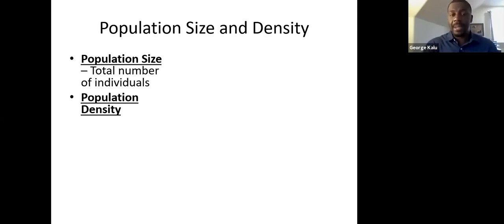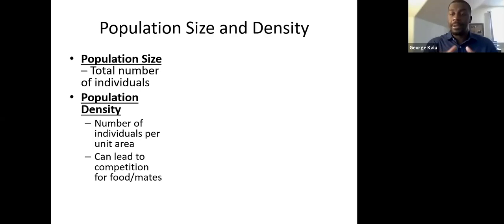Now another important kind of number that we want to be paying attention to is the population density. Population density is the number of individuals that exist per unit area. That's going to be how densely packed your populations are. So for example, if we have more individuals in a smaller space, that's going to give us a higher population density. If we have individuals that are more spread out in the population, then the population is not going to be as dense. Its density is going to be much more reduced.